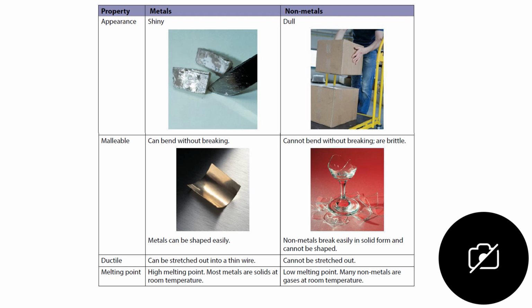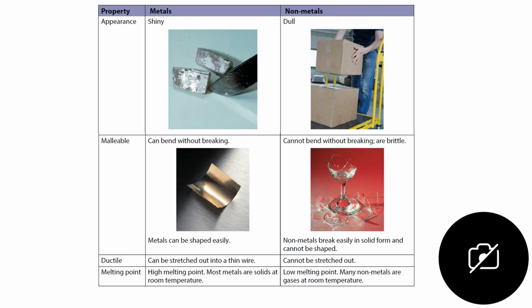Ductile means it can be stretched into a thin wire, and a non-metal cannot be stretched. Melting points: most metals are solid at room temperature, and at their melting points they become liquid. Then non-metals have a low melting point. Not many non-metals are gases at room temperature.